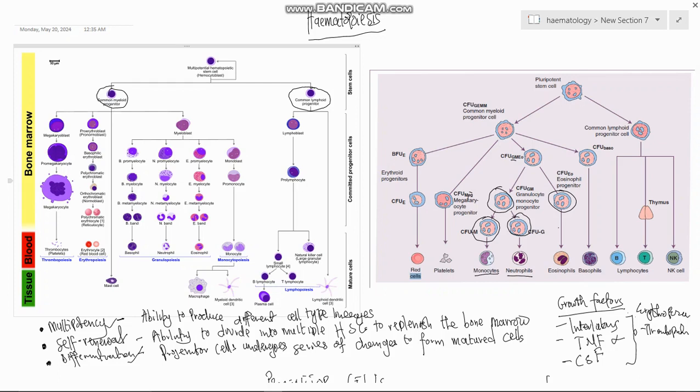Alright, so in our next video we'll talk about the hematopoietic growth factors, and then we will take each lineage and go deeper into it. We'll talk about erythropoiesis, granulopoiesis, thrombopoiesis, and then we'll discuss the lymphoid lineage as well. Thank you very much for joining today's session.